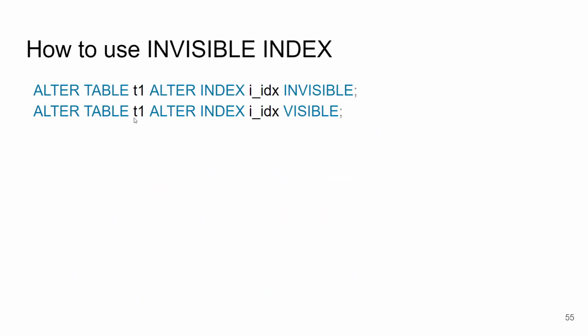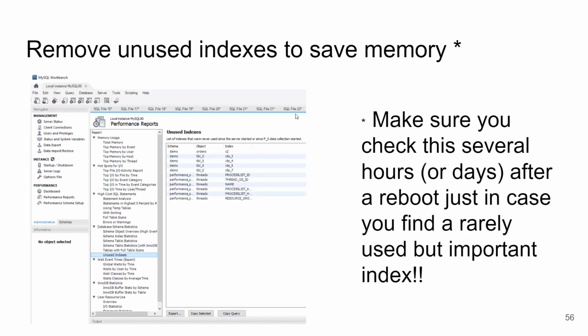So how do you make an index invisible? Alter table, table name, alter index, index name, invisible. And to turn it back the other way, just make it visible.